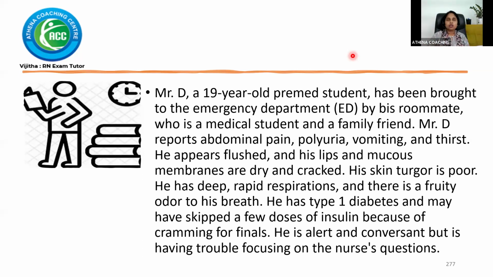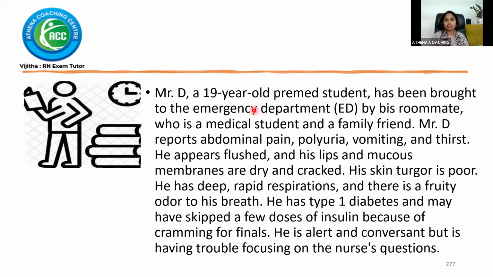So please read it again, understand. This question situation, you must understand. Here, a 19-year-old student, a 19-year-old with type 1 diabetes, was brought to the hospital by his roommate. And the roommate is a medical professional. And the patient had abdominal pain, polyuria, vomiting, thirst.